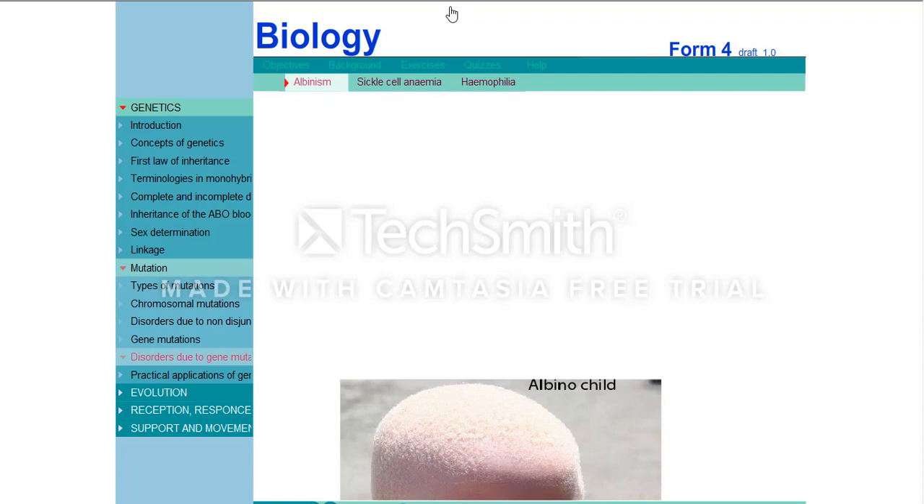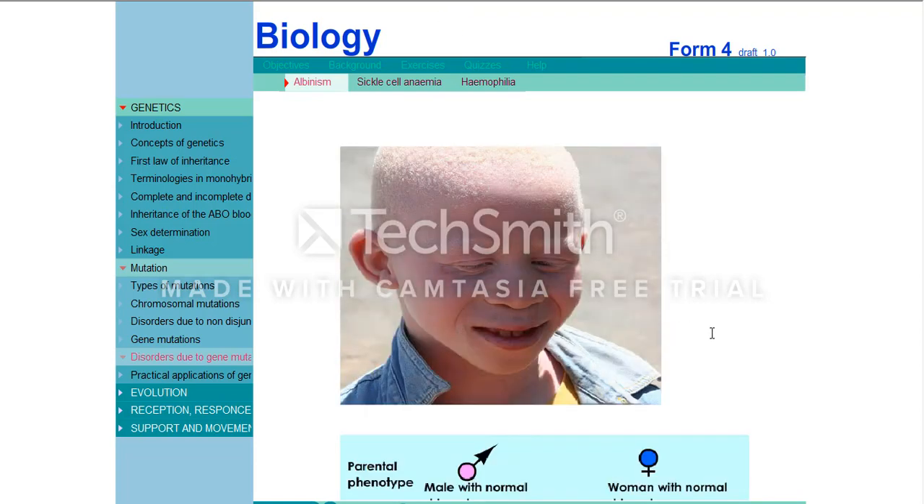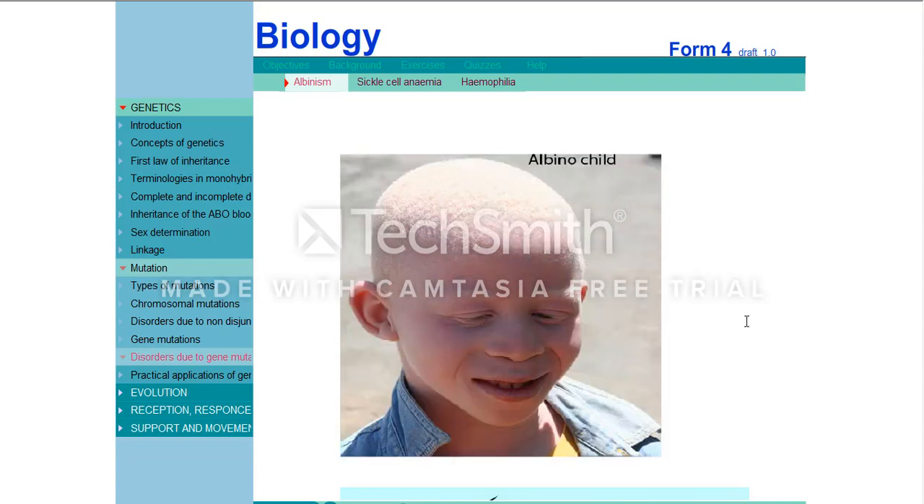Albinism. Albinism is a condition where the synthesis of the pigment melanin fails and is characterized by a light skin, white hair, and pink eyes. The pigment melanin is a derivative of the amino acid phenylalanine and tyrosine. The pigment is synthesized through a series of enzyme-controlled reactions. Each of these reactions is controlled by a specific gene.